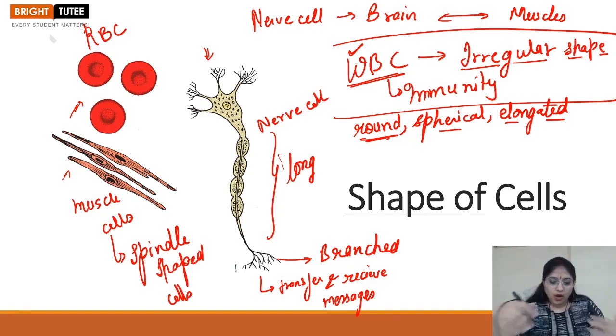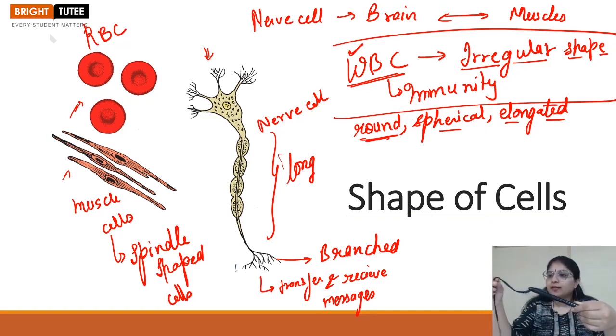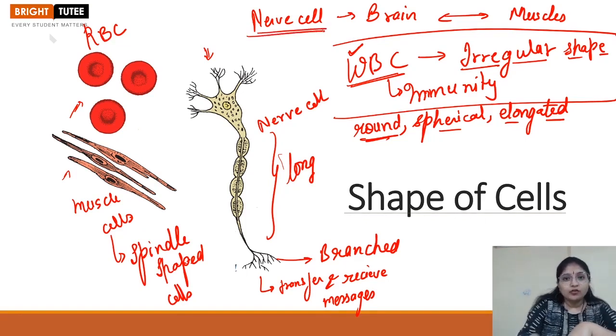And suppose when I'm writing, I can see that this thread is wrapped around my pen. I want to remove it, right? This message was sent from my eyes to my brain. So this was the sending of the message, where the nerve cell was involved.